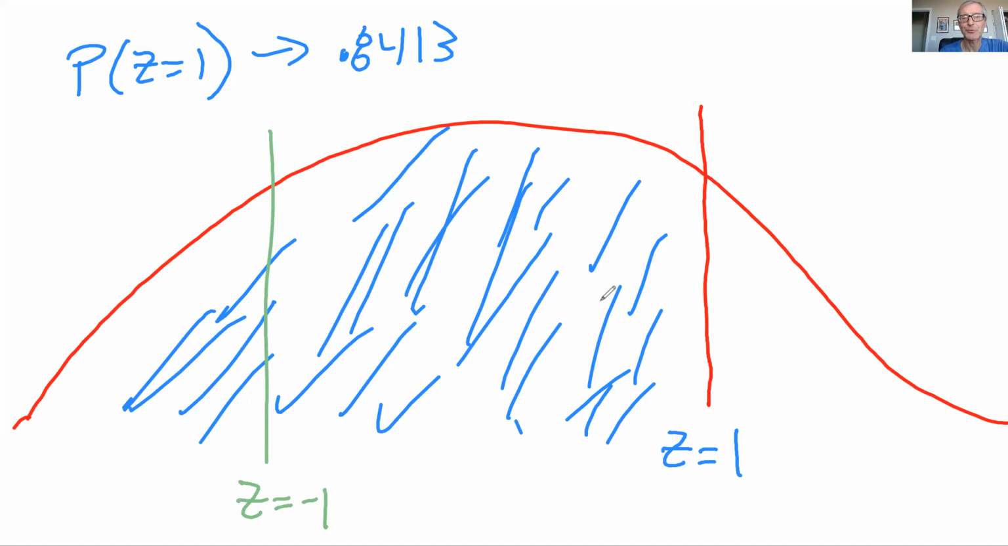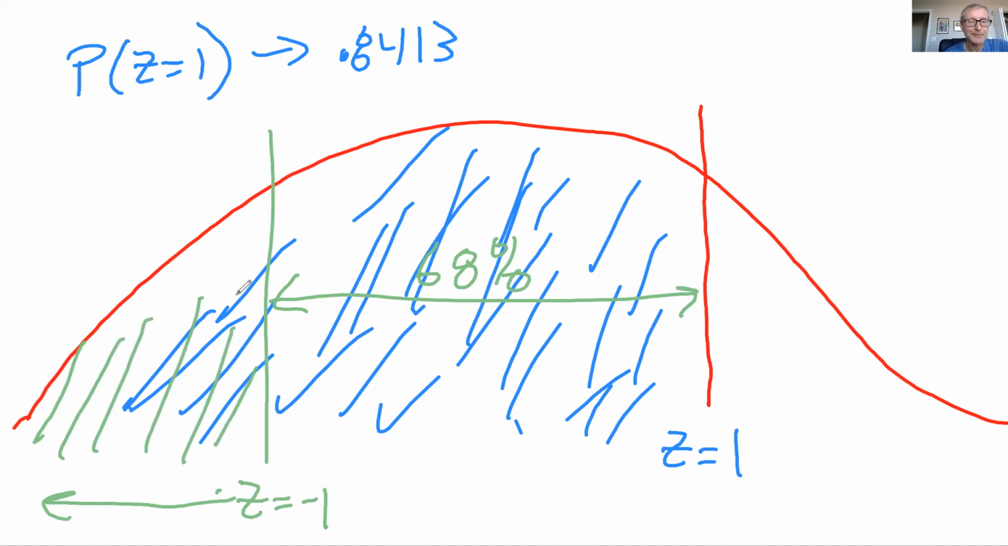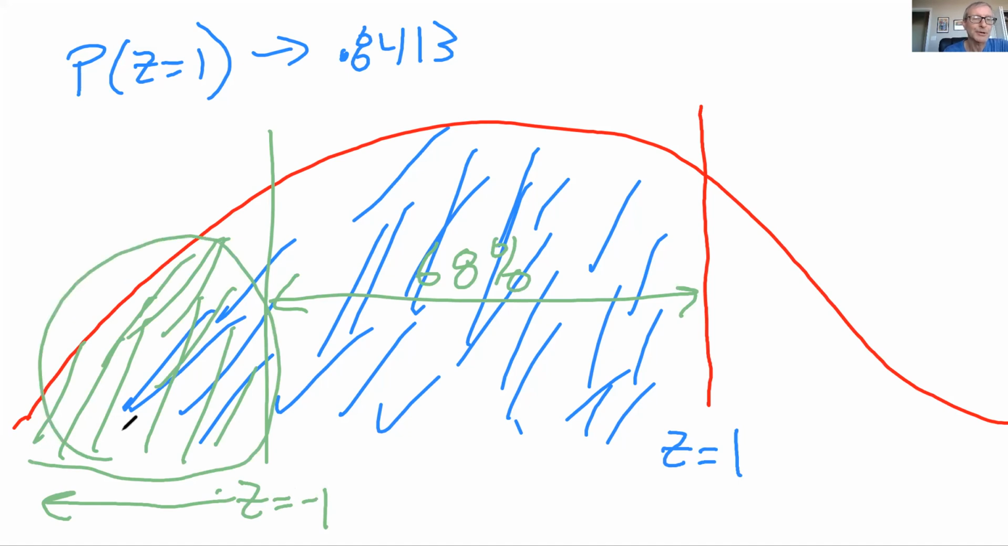And remember, between these two, we know it's 68% from that empirical rule, right? But if we read off the table, what ends up happening is you get this part here, right? And you can see that there's an overlap. And so what you want to do is subtract the overlap. That's what I was trying to get at.